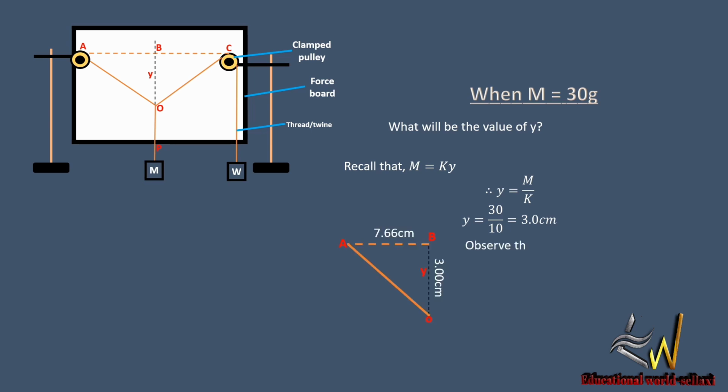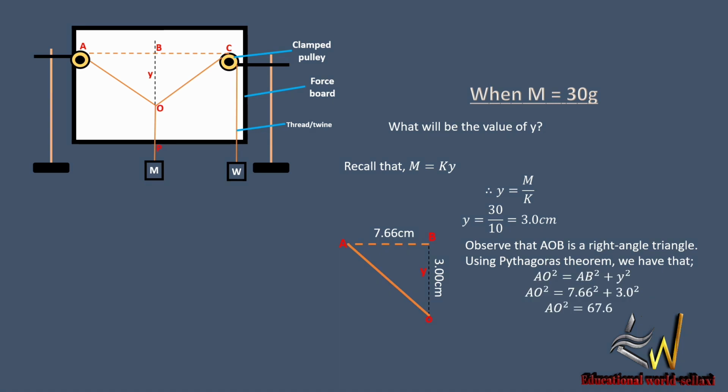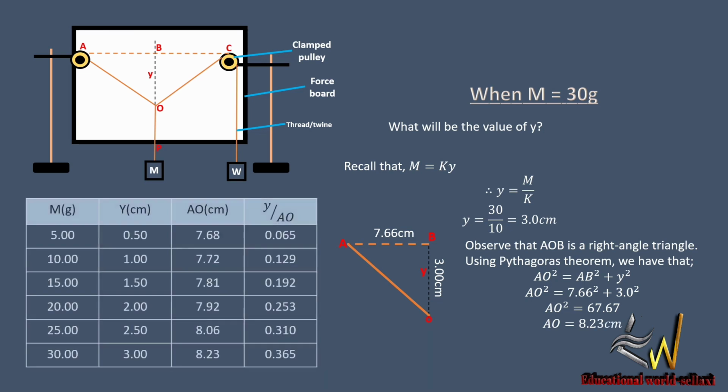Now remember that the triangle ABO or AOB is a right angle triangle, and AB is 7.66 cm, y is equal to 3 cm. So we are going to use Pythagoras theorem to evaluate for AO, and we have that AO square is equal to 67.67. Taking the square root of both sides, AO now is equal to 8.23 cm.